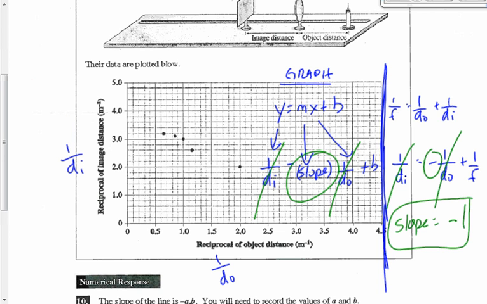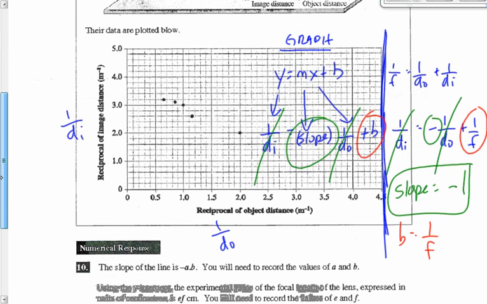The y-intercept is equal to 1 over f. That's what you were going to do in the lab, is determine what the focal length was. You were going to get the y-intercept, not the slope, flip it over, and that would give you the focal length of that lens. Look at that. We've just analyzed it. We don't even know what we're asked for yet, but we've just analyzed this graph.